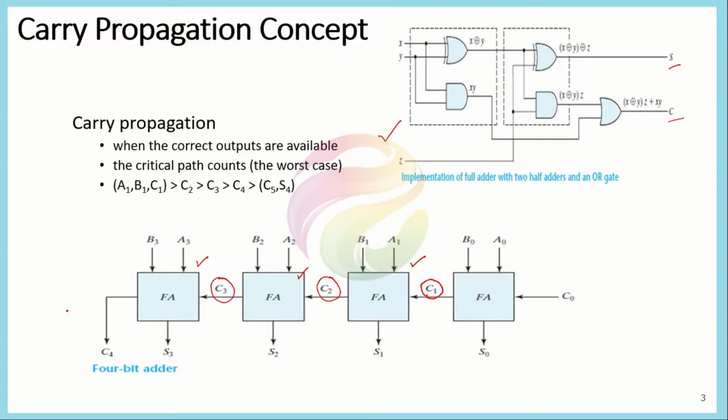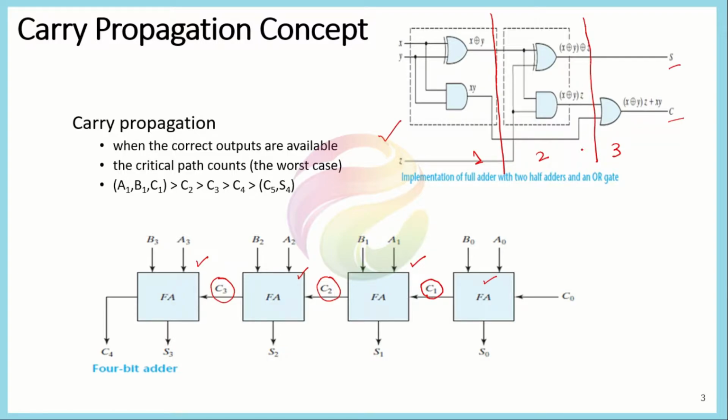Only then we can accurately perform the addition. If you now consider this implementation of the full adder, we assume that each full adder here is implemented in this form, which involves 2 half adders and 1 OR gate. If you assume that this is the first level, this is the second level, and this becomes the third level, we can write it as first level, second level, and third level implementation.